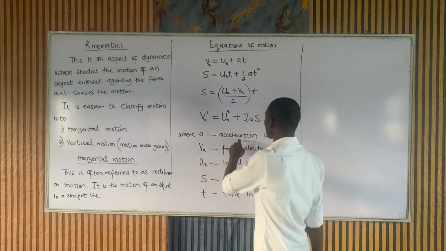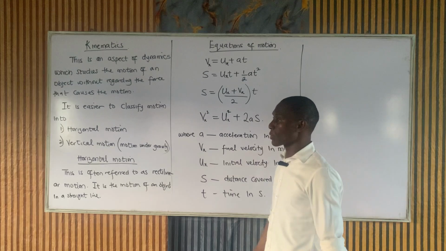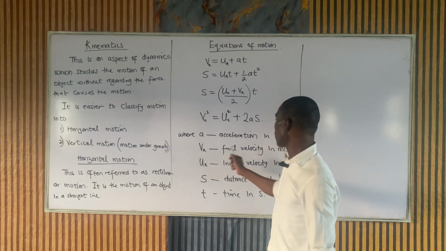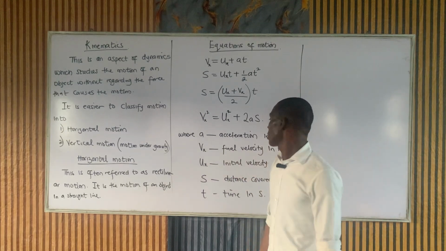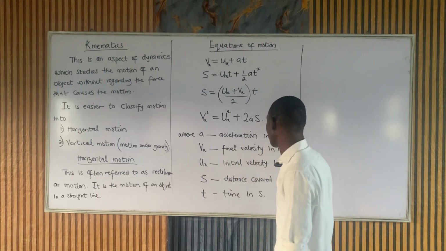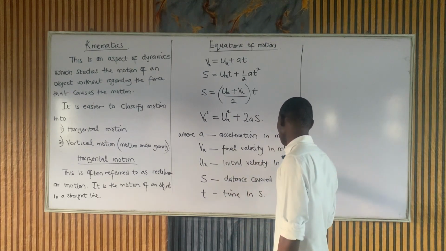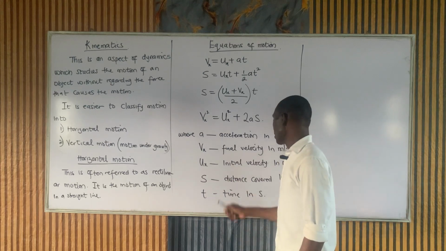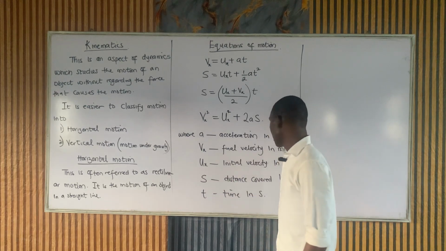Understand that A stands for acceleration in meters per second squared. V stands for final velocity in meters per second. U stands for initial velocity in meters per second. S stands for distance covered in meters. T stands for time in seconds.